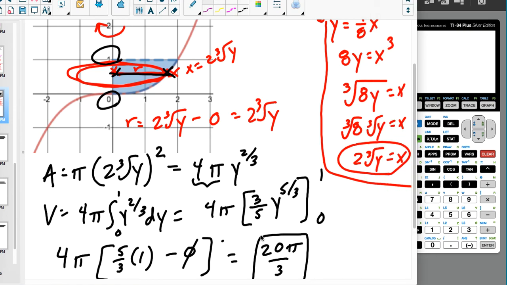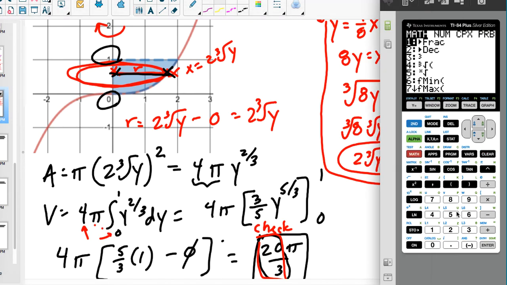So I want to see if I get a 20/3. That's the easiest way to check this on a calculator, right? So I'm just going to do everything but the pi. To check this, the easiest thing to do is integrate everybody but the pi. Like leave the 4, just don't have the pi. So math 9, right? I'm going to go ahead and leave the 4.